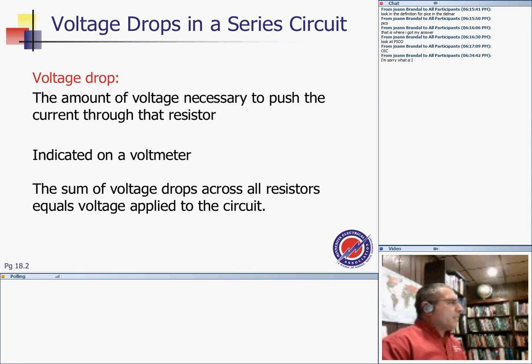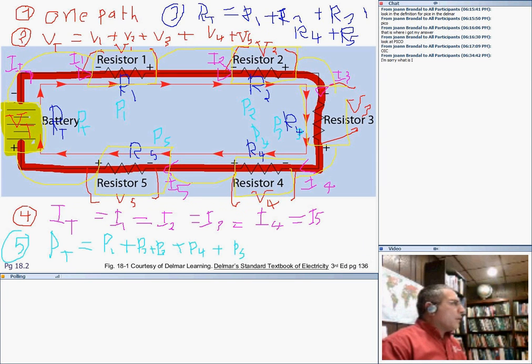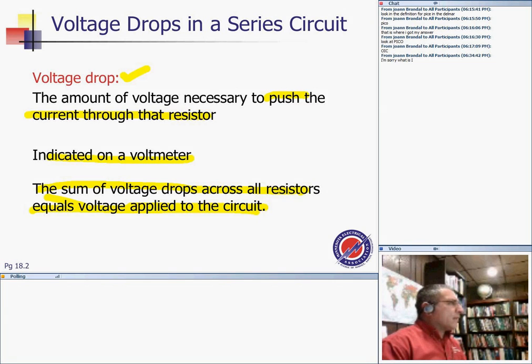The voltage. Every series circuit needs a voltage. The voltage is the amount necessary to push the current. Remember, guys, every circuit has to have a power source to push the current through. Indicated in a voltmeter, the sum of the voltage drops in a series circuit equals the applied voltage. That's rule number 2. The voltage across the source equals the voltage across each and every one of these loads added together.